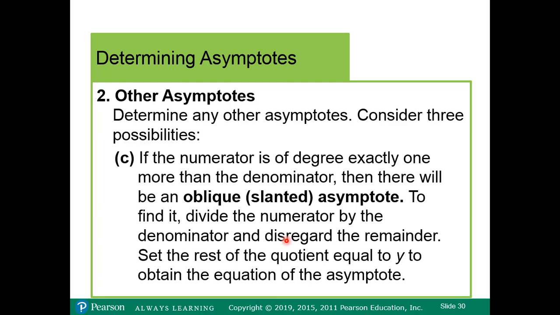Okay. In other words, if there's an oblique asymptote, then to find it, we divide the numerator by the denominator, and then we get the quotient plus remainder. We disregard the remainder, and whatever the quotient is, that is the function of the asymptote. Okay?